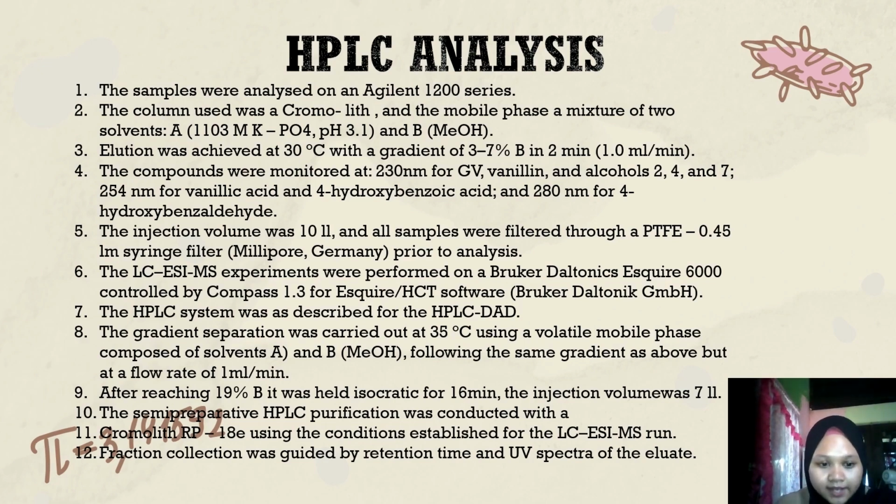Number 9, after reaching 19% B it was held isocratic for 16 minutes, and the injection volume was 7 µl. Number 10, the semi-preparative HPLC purification was conducted with a Chromolith RP-18 column using conditions established for the LC-ESIMS run. The final one is that fraction collection was guided by retention time and UV spectra of the eluate.